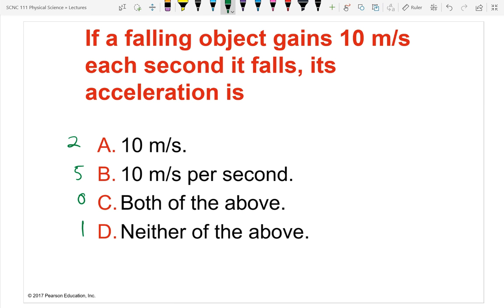Okay, so we had 5 people who said 10 meters per second. 2 said 10 meters per second squared. 0 said both, and 1 said neither. Obviously, I'm not going to put you on the spot. Well, except for the person whose name is Ivy.